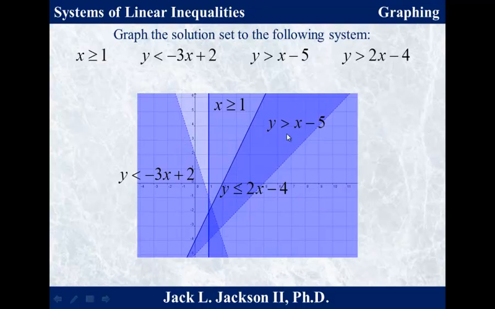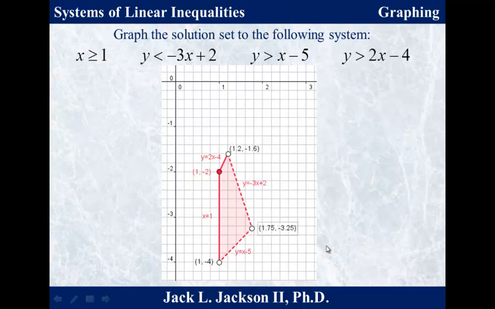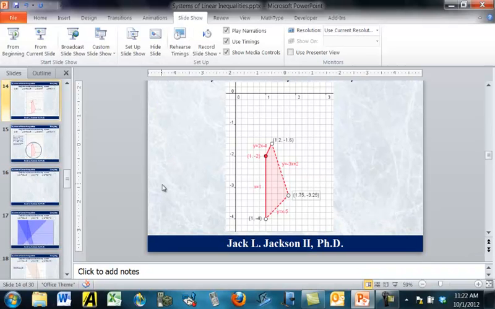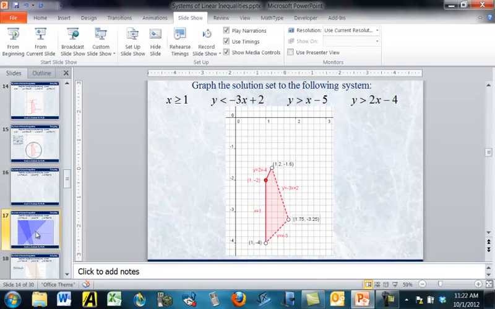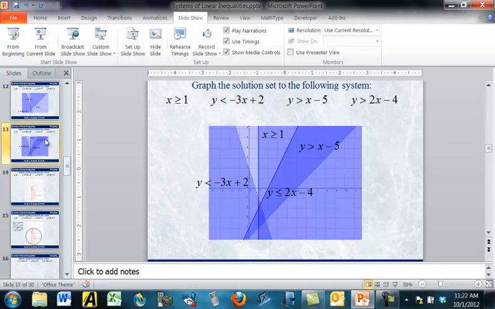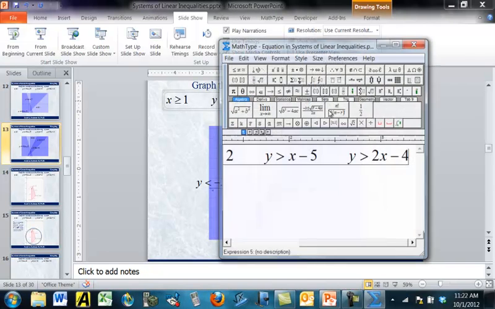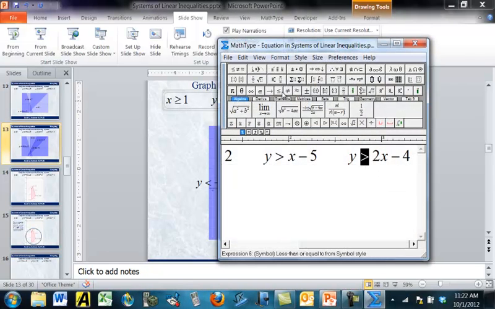The fourth condition is y less than or equal to 2x minus 4. I think I wanted to change that. Let's see here. Let me go to the next slide. I think it is, let me fix this to be what I want it to be. Y less than or equal to 2x minus 4 is the region I want. So let me change that. Sorry about that. Less than or equal to.